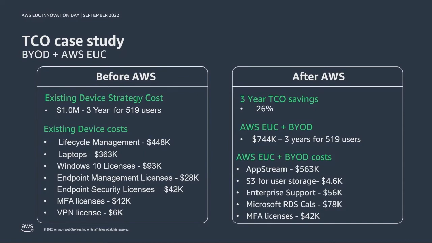So with the AWS EUC solution, the highest cost is the AppStream service, and there's a new Microsoft RDS client access license that gets introduced. But you see that the lifecycle management cost is eliminated.